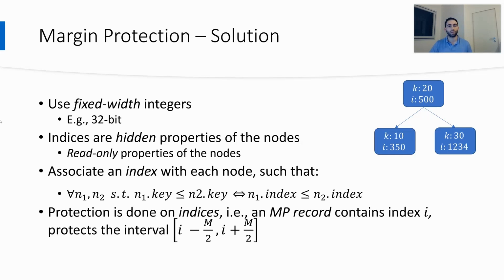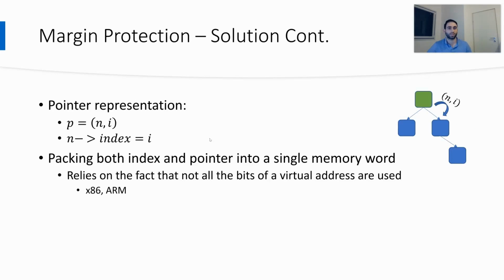Instead of protecting an interval of keys, the protection is done on indices. And any node whose index is covered by the interval of indices is considered protected. This protection induces an interval of integers, which is bounded, and it's also easy to calculate distance between 2 integers. And that solves our first 2 problems. As for the pointer size, we pack both the address and the index of a node in the pointer to it, which keeps it a single memory word that can be updated atomically using a single compare and swap instruction.